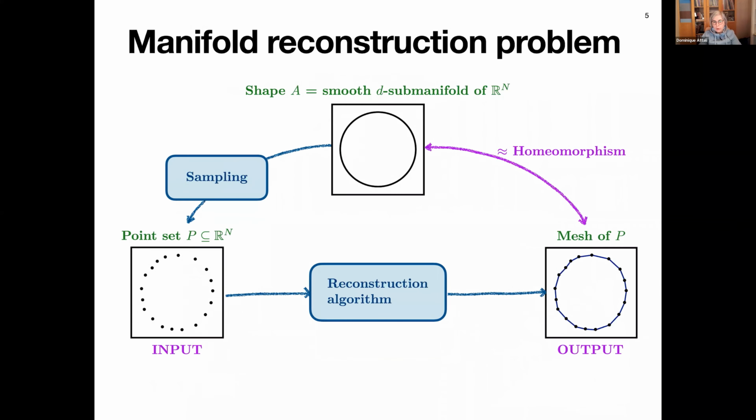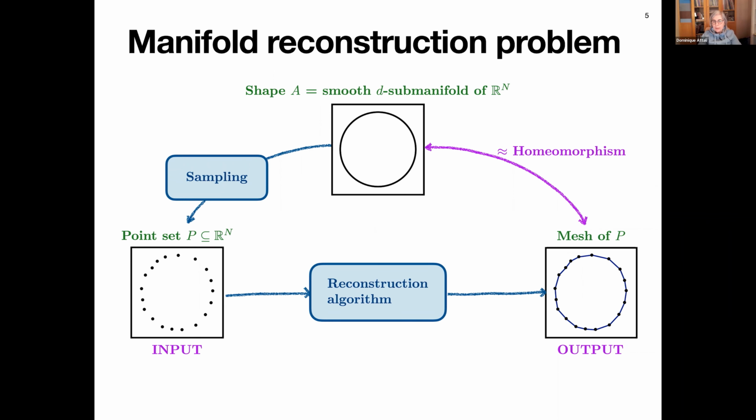Okay, so we're going to focus on a particular instance of this shape reconstruction problem, in which the shape we want to reconstruct is a smooth d-dimensional submanifold of some Euclidean space of dimension n. What we would like to do is output a mesh that would be homeomorphic to the shape. That is, we would like to have a bijection that is continuous and whose converse is also continuous. So we would like to recover exactly the topology of the shape.